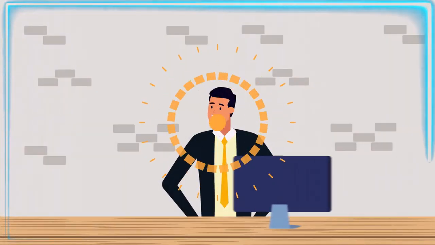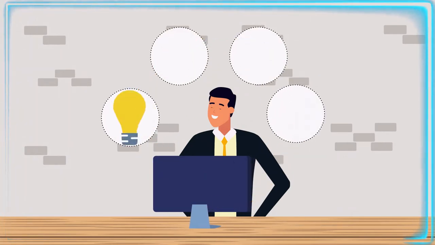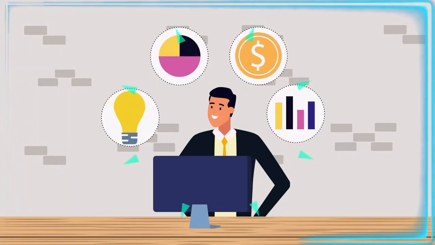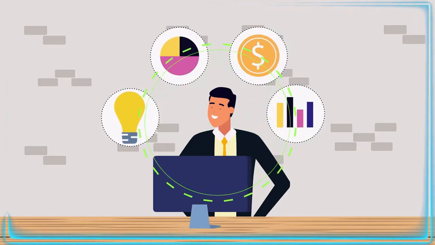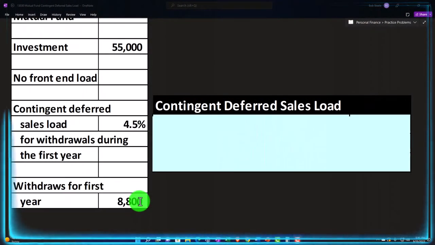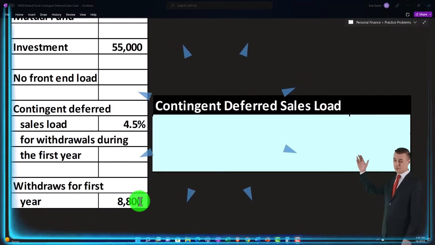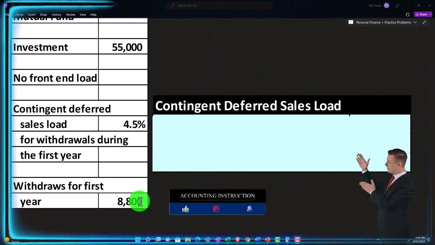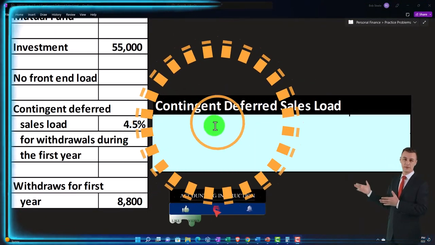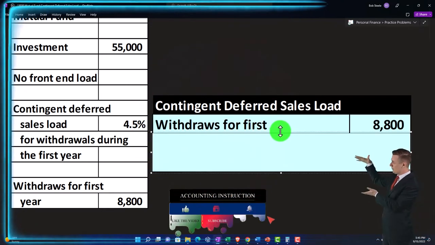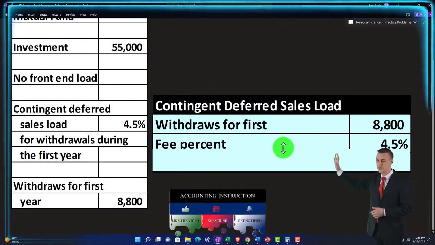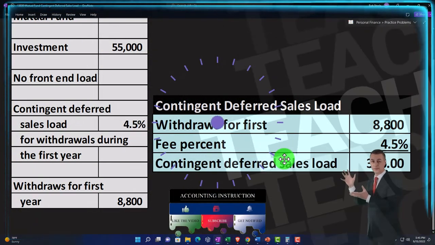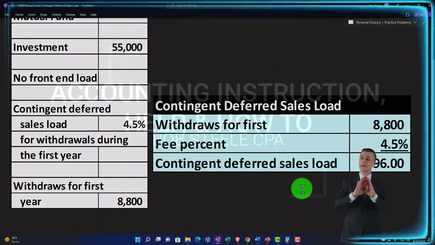So let's imagine that they withdrew $8,800 in the first year. We put some money in the mutual fund and thought we were going to be able to hold on to it for more than a year, but then we had to take out $8,800 before that time frame had passed. That means the amount we took out, the $8,800, would be subject to the sales load, the contingent fee. Once we know that, the contingent fee calculation is pretty straightforward: $8,800 times the 4.5% gives us the fee of $396.